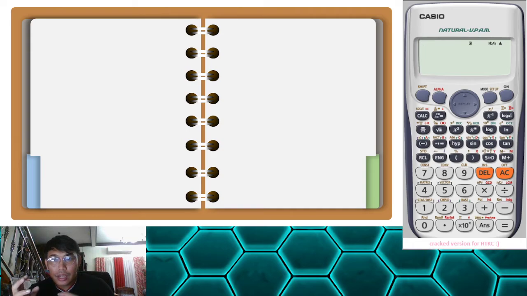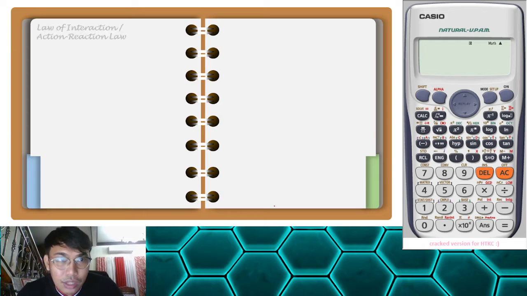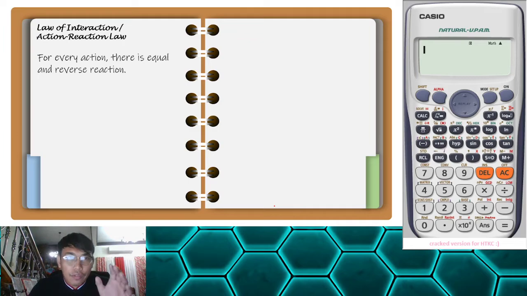It's very easy to remember since all force has a mass and you cannot produce force without any acceleration. Okay. So let's move on to our last and third law of motion, which is known as the law of interaction or the action-reaction law. For every action, there is an equal and opposite reaction.